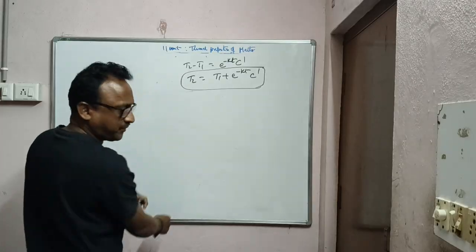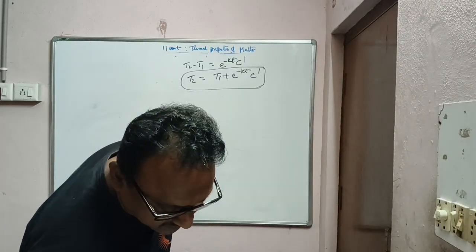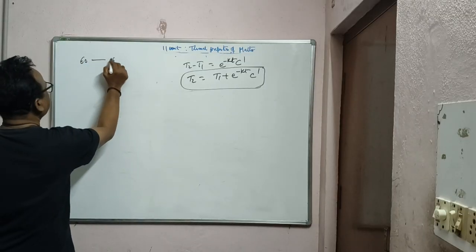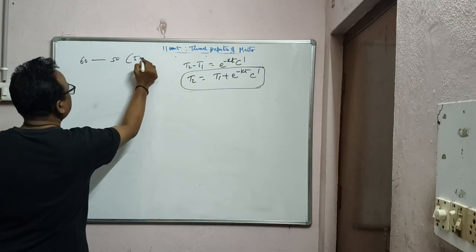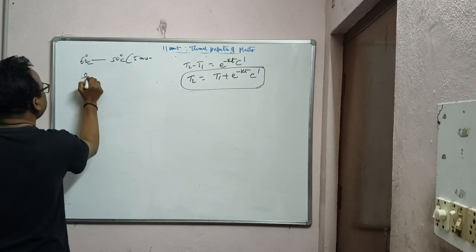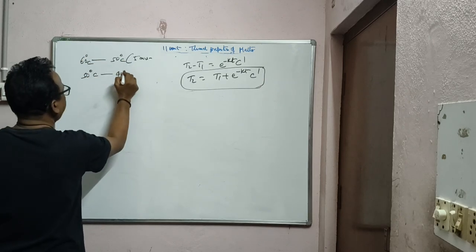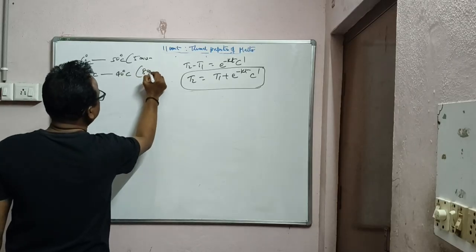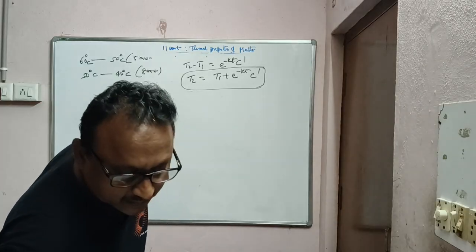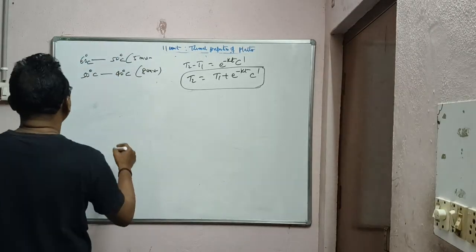Now what is given in the problem: a body cools from 60 to 50 in 5 minutes, 60 degrees centigrade to 50 degrees centigrade, and also 50 degrees centigrade to 40 degrees centigrade in 8 minutes. Find the surrounding temperature. Very good.